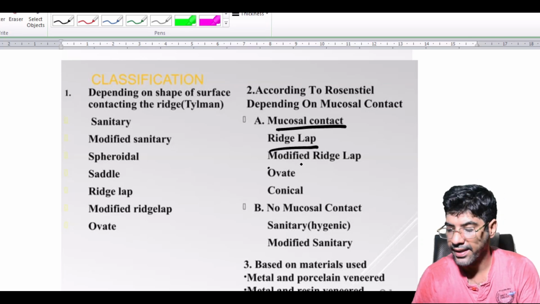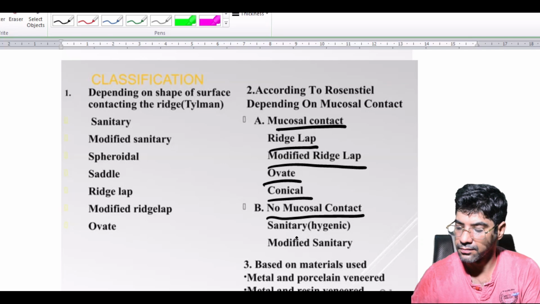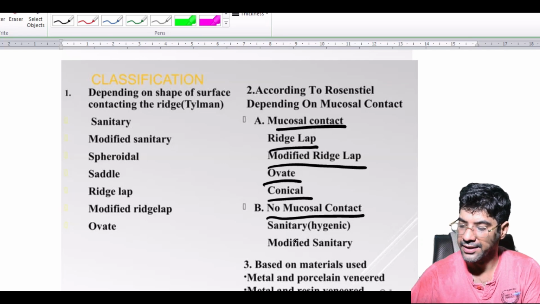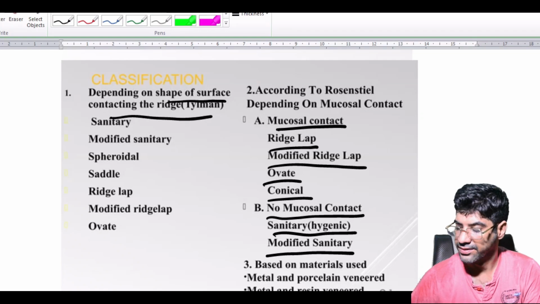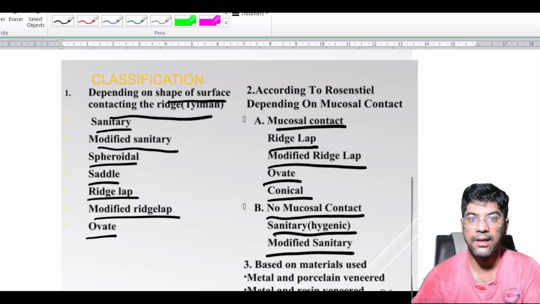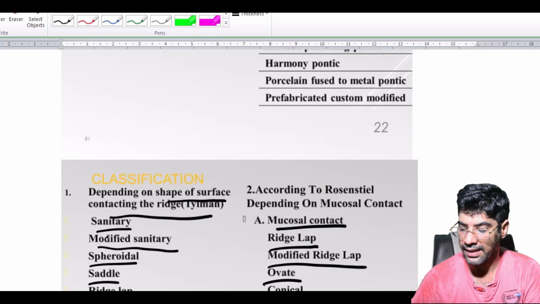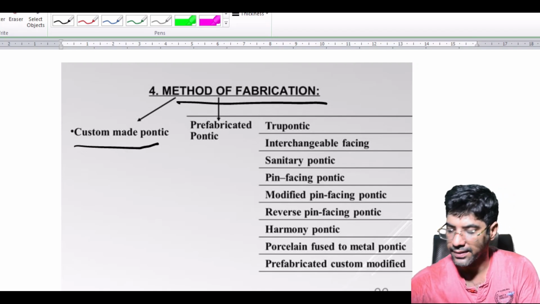Now, classification of pontics. Pontics can be classified based upon the mucosal contact. It can be ridge lap, modified ridge lap, ovate, conical pontic, or with no mucosal contact, that can be sanitary or modified pontic. Depending upon the shape of the surface contacting the ridge, we can classify it as sanitary, modified sanitary, spheroid, saddle, ridge lap, modified ridge lap, or ovate pontic.